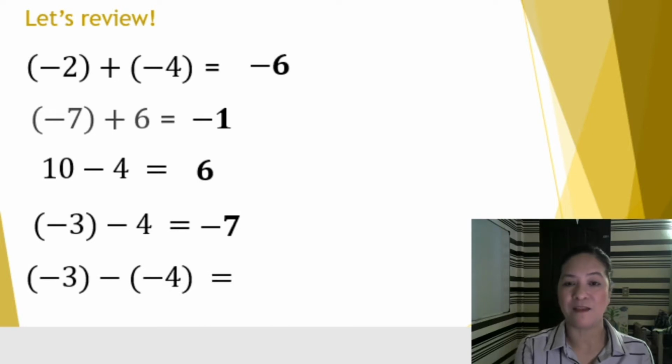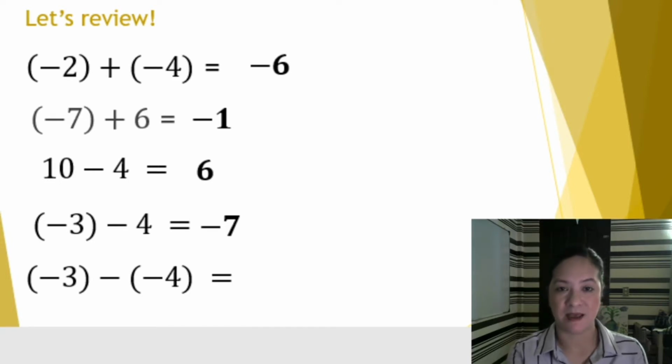Still another one, we have negative 3 minus negative 4. So, like what we did in the previous example, get the opposite of the subtrahend. So, it's positive 4. And proceed to addition. So, negative 3 plus positive 4 is positive 1. Okay, so how about multiplication and division?